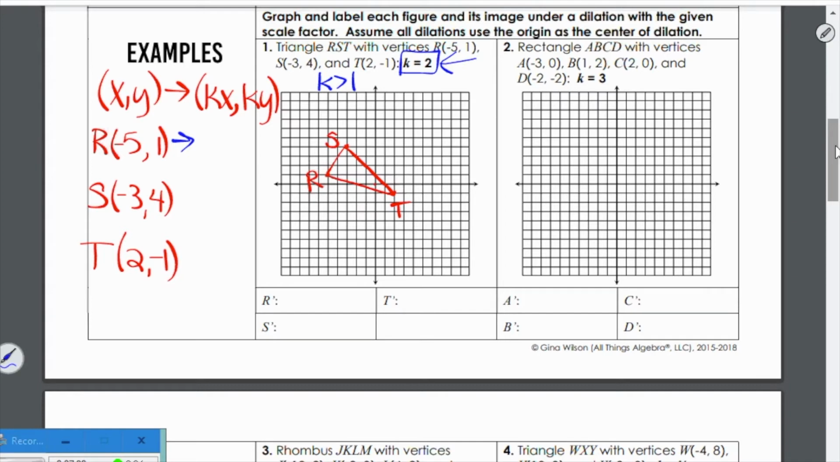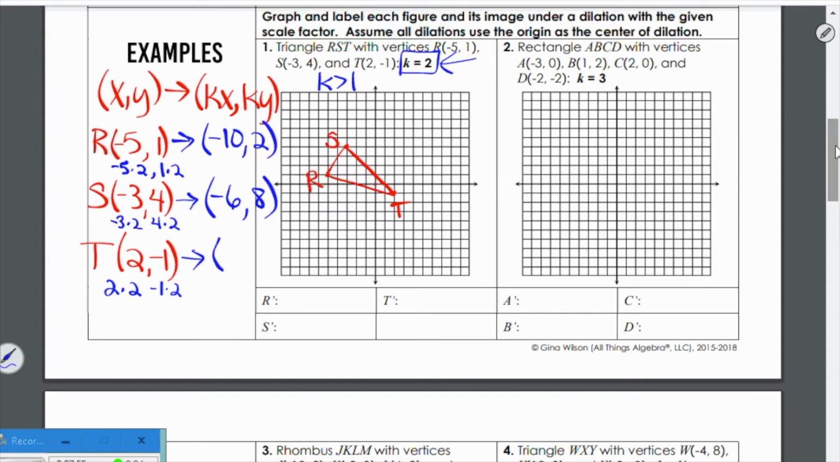So -5 times 2 and 1 times 2. So I end up with -10, 2. It's just multiplication. So I'm going to do -3 times 2 and 4 times 2, and I'm going to end up with -6, 8. And I'm going to do 2 times 2 and -1 times 2, and I'm going to get 4, -2. So let's graph those points.